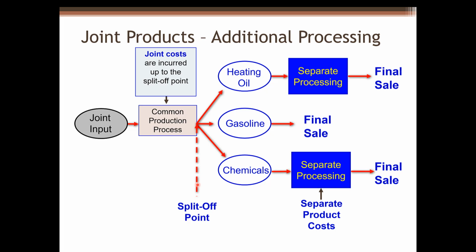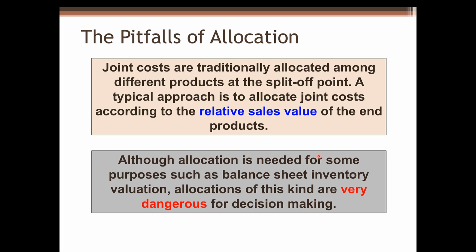After the split-off point, some products can be sold directly, such as gasoline. Some products can be sold or processed further, such as heating oil and chemicals. Joint costs are traditionally allocated among different products at the split-off point. A typical approach is to allocate the joint costs based on the relative sales value of the end products.